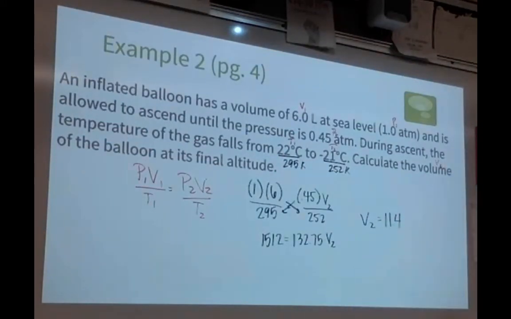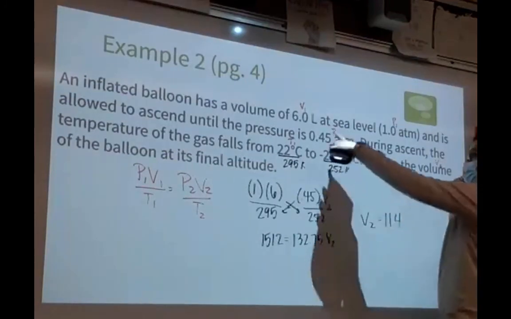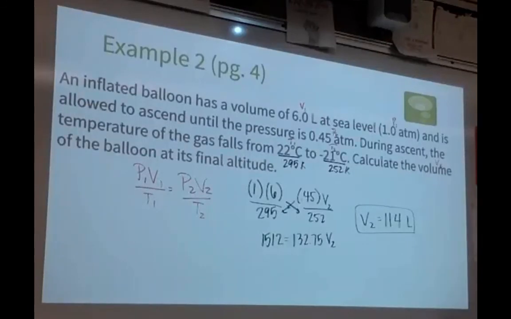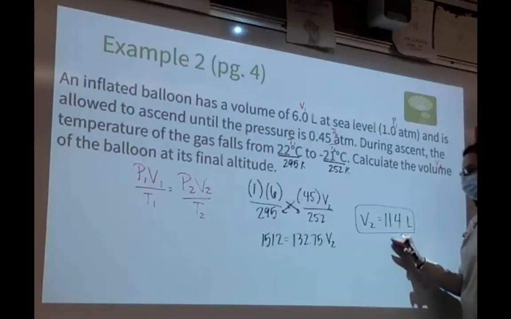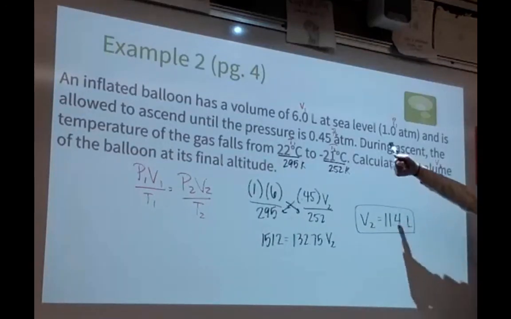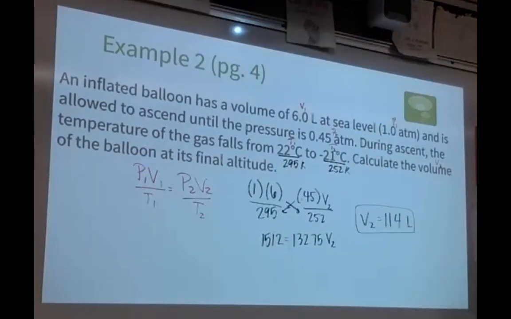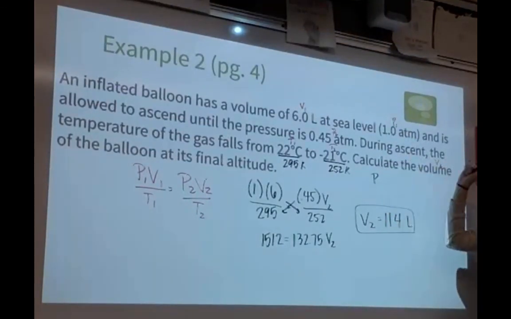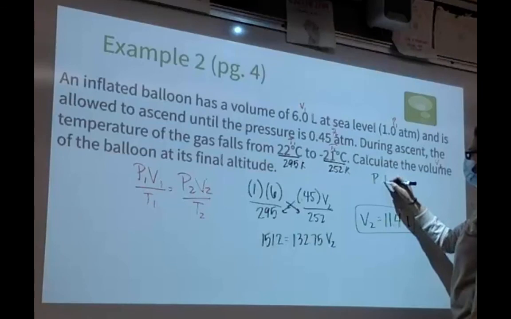What should be the unit for the volume? Liters. Right? It's going to match the initial volume. And so with this, it might be a little bit harder to check our work to see, does 11.4 liters make sense? Volume went up. This might be a little bit more difficult because we have two different things happening that will affect volume in different ways. So we have pressure going from 1 atm to 0.45 atm. So pressure is going down.